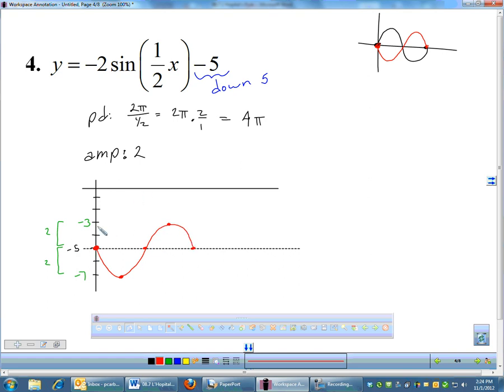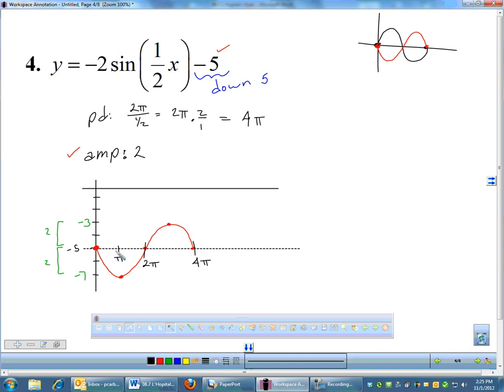And so right now, I've taken care of amplitude. Amplitude is done. I've taken care of shifting down 5. That's done. Now I've got to take care of my period. I know my graph ends at 4 pi because that's my period. And 4 pi makes this very nice. So if I end at 4 pi, right in the middle of 4 pi is going to be 2 pi. And then my midpoint here is in the middle of that again. So half of 2 pi is 1 pi.